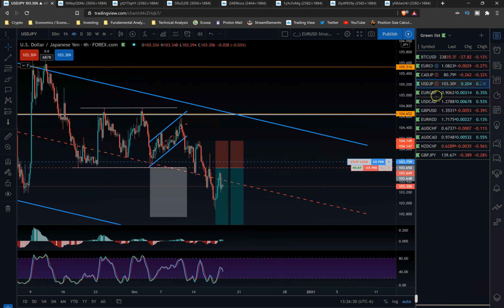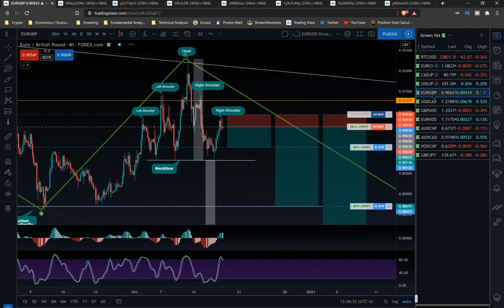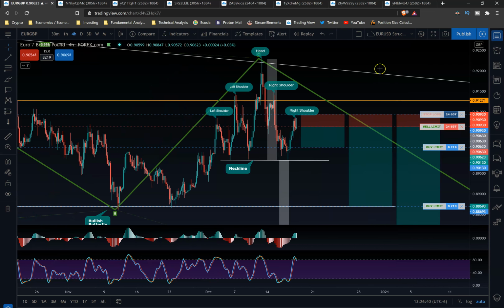So the other trade that I'm looking at is the euro pound. Let's go over the euro pound. I see a complex head and shoulders pattern on the 4-hour, and that is also inside a bullish butterfly, which is wow.